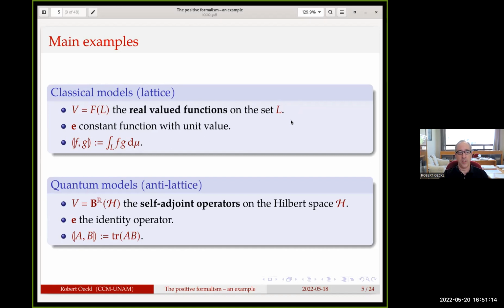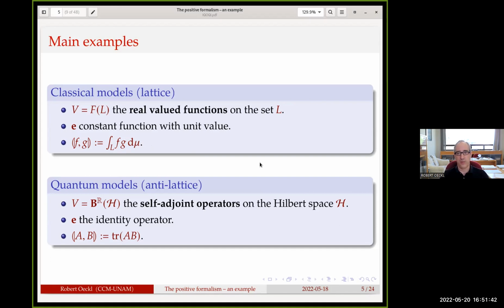And of course, to be a statistical distribution, it has to have exactly that property, right? Now, the order unit, you can take it to be just a constant function with unit value. And the inner product is the L2 inner product. So you multiply functions and you integrate over the space, which means that this is really not just a set, but it also has a measure.